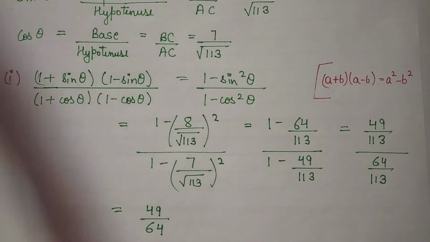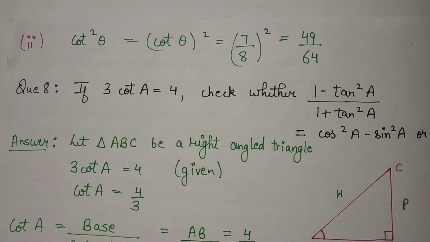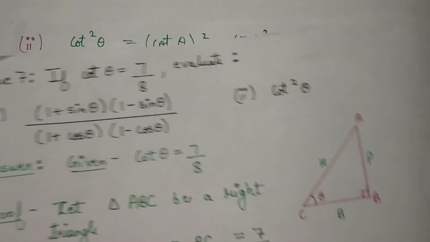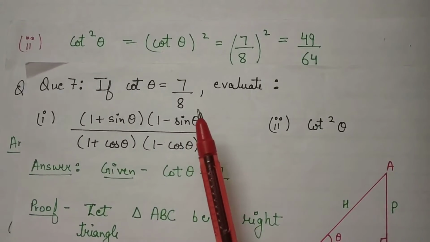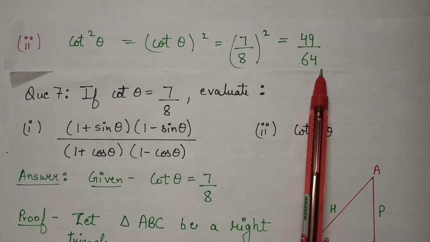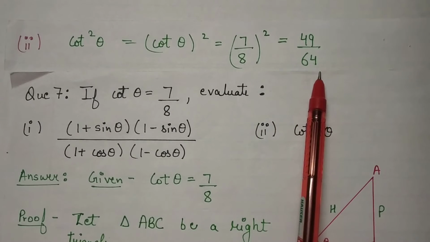Now the second part was cot square theta. So cot square theta can be written as cot theta whole square. Now cot theta was already given in the question, 7 by 8. So I have only to put the value, and the second part is really simple. After squaring, 7 into 7, 49 by 64.